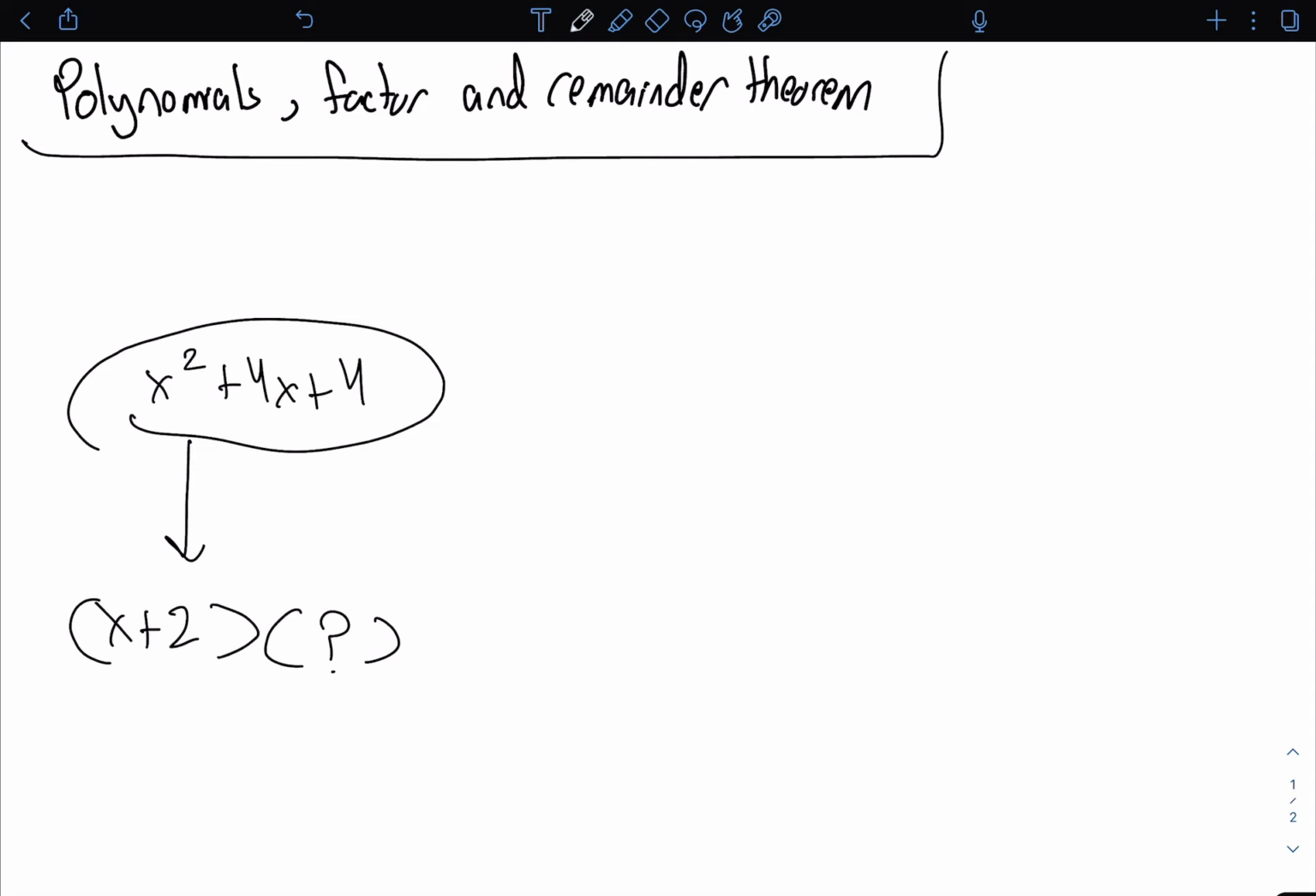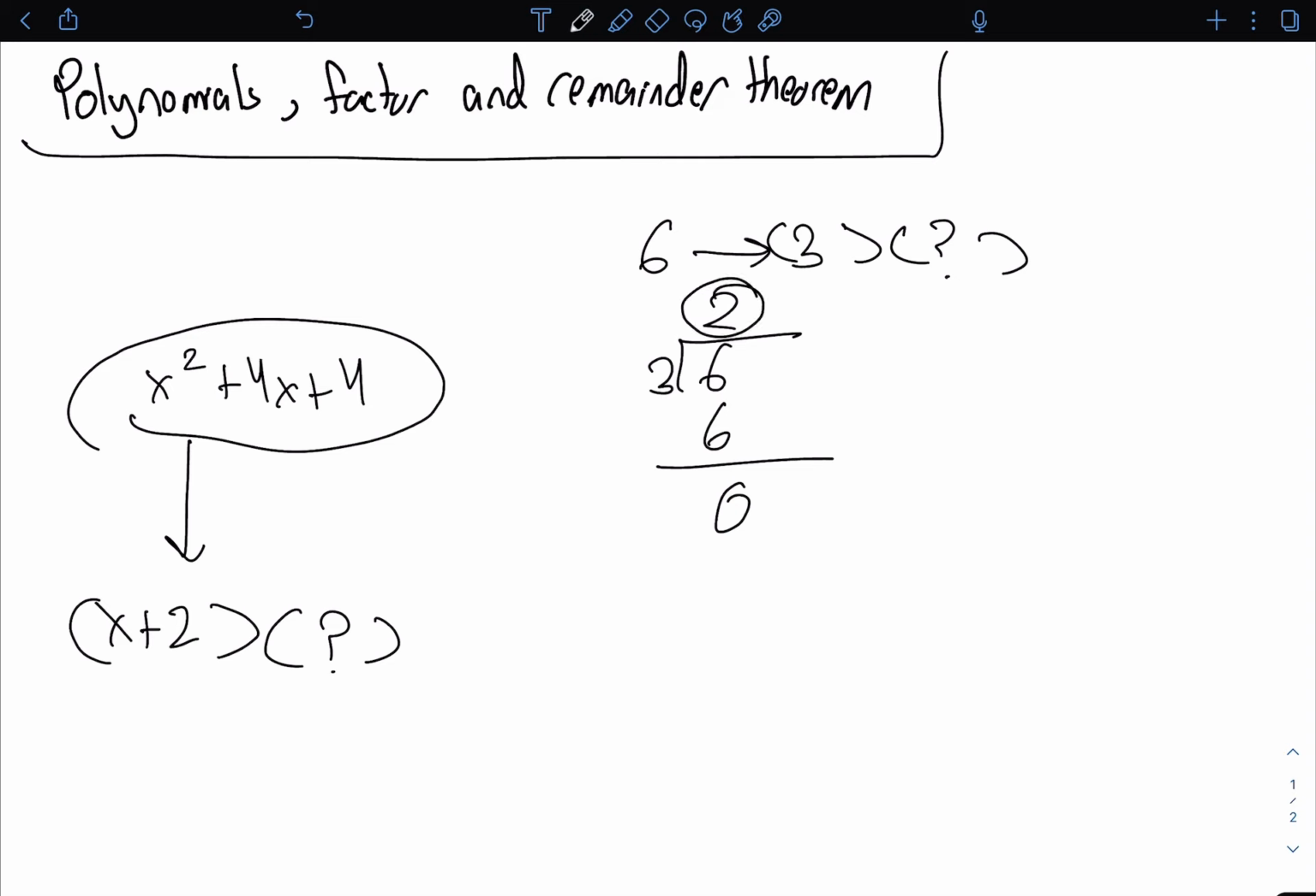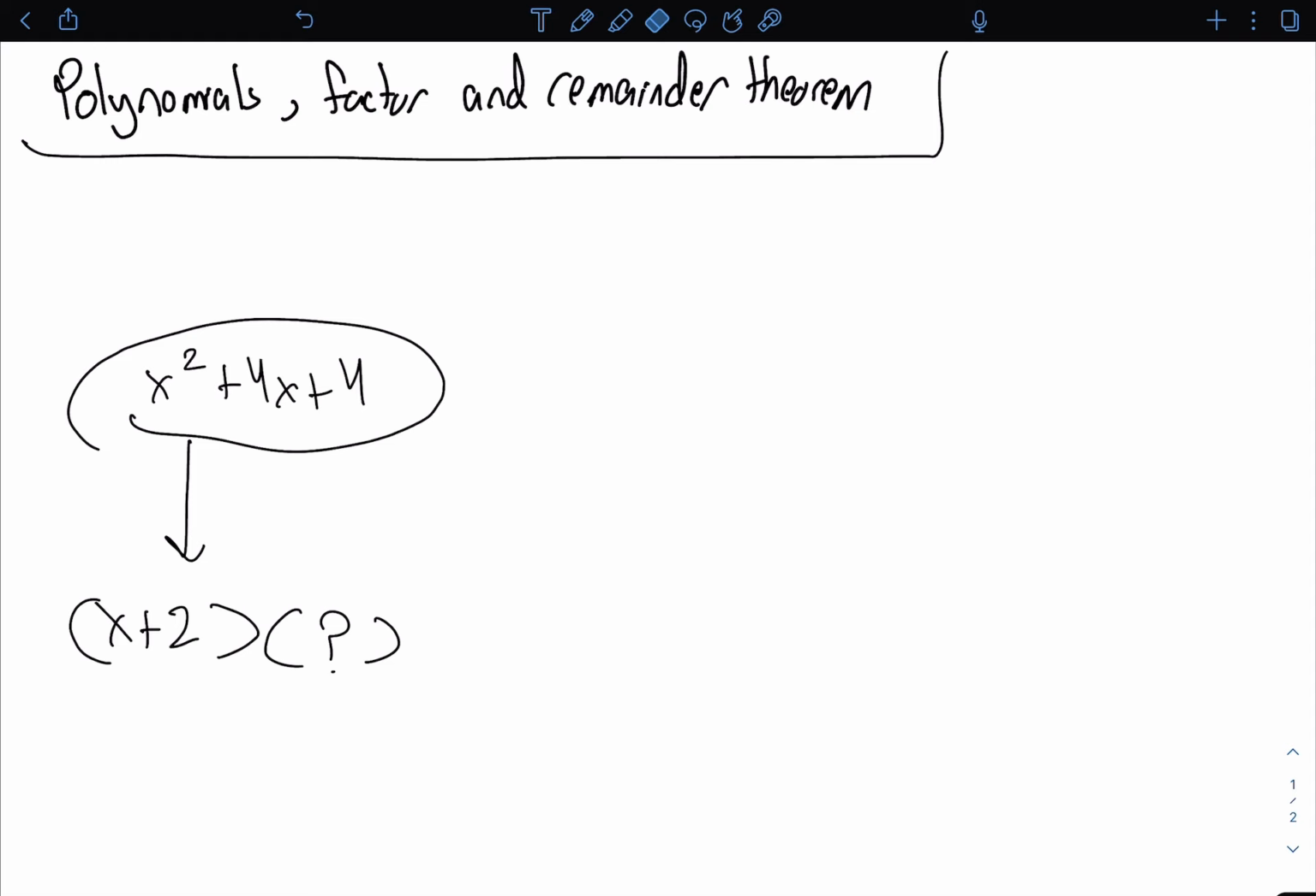So say in a theoretical situation, we know one of the factors of 6 is 3, but we don't know the other factor. How do you think we can find the other factor? Well, it's simple, right? You just divide 6 by 3 and then find what comes over there. So 2 over here, we get 6 and then that's 0. So the other factor is 2. Right, so we can apply the same, we can also divide polynomials by specific terms, and this is known as synthetic division.